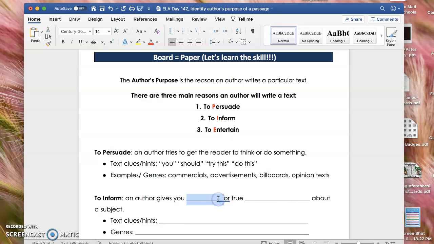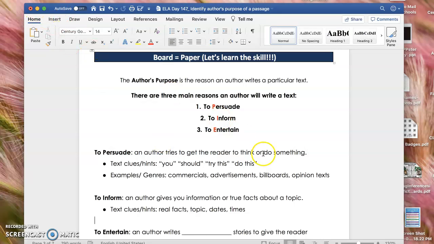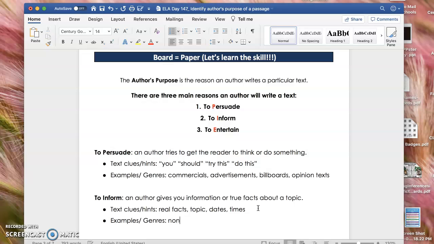When the author is informing us, an author is giving us information. And it also gives us true facts about a topic. Remember, we changed this to topic, right? And then the text clues, of course, would be real facts. We have our topic, right? We may have dates. We may have times, right? All of these things will be included in an informational text. And we know that the examples or genres, of course, would be nonfiction text, right? We have articles, news articles that give us real information. We have biographies that give us real information, right?